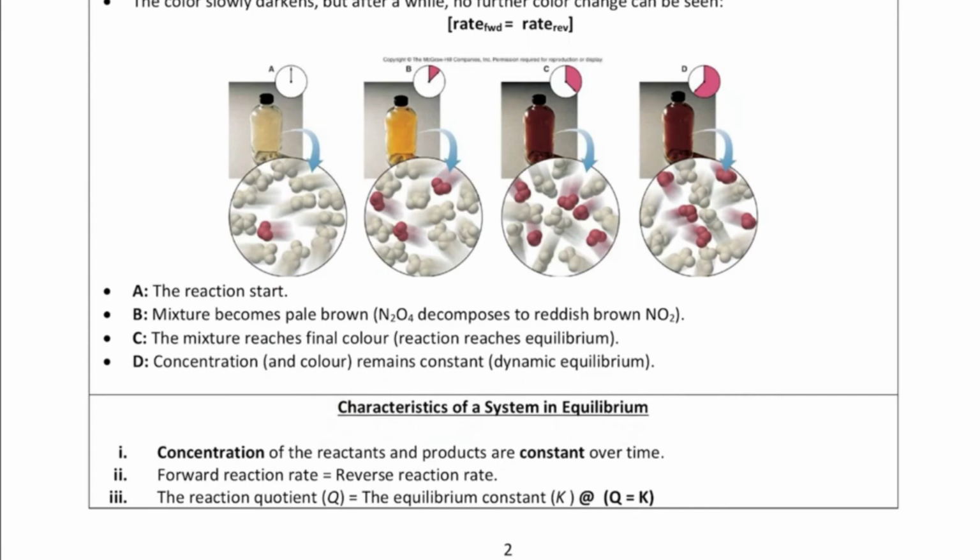Okay, so tadi kita dah faham what is equilibrium. Equilibrium adalah keadaan di mana tak ada perubahan yang kita nampak dah. Tapi reaction tu still berlaku. And as time goes by, the reaction tu still berlaku. So, itu dynamic equilibrium. Tapi bila keadaan berlakunya equilibrium ni?